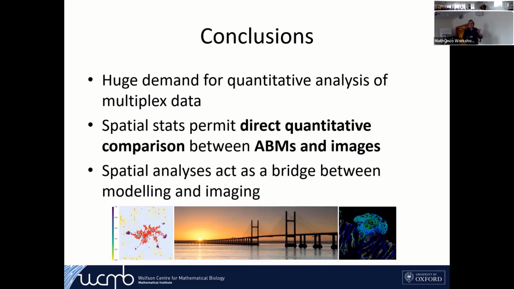And that gives you a direct way of comparing your images with your simulations without just saying, oh, well, we're seeing roughly the same thing if I look at this particular snippet. We can really quantify the spatial interactions between these things.